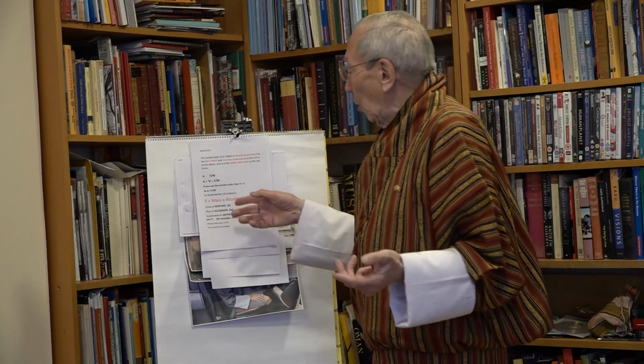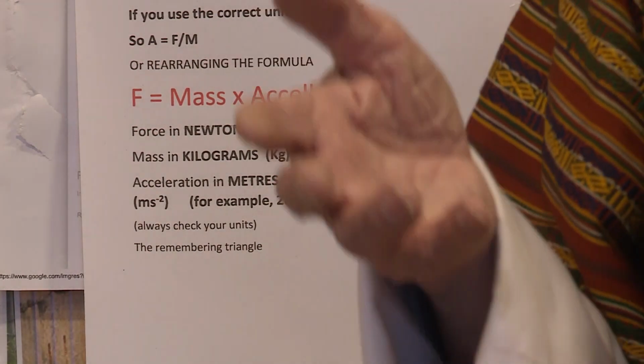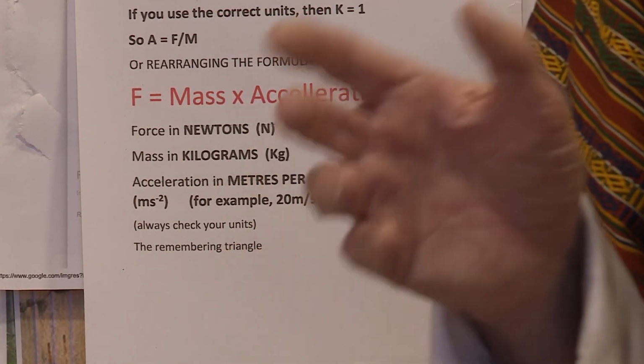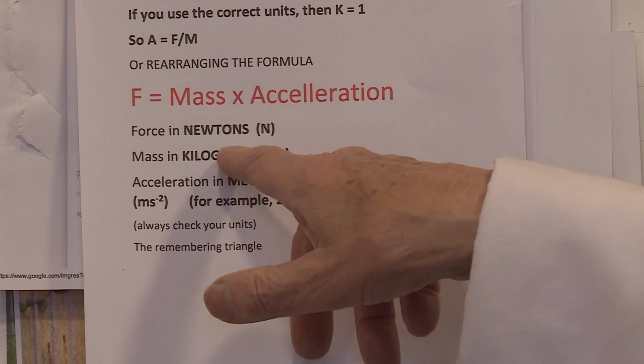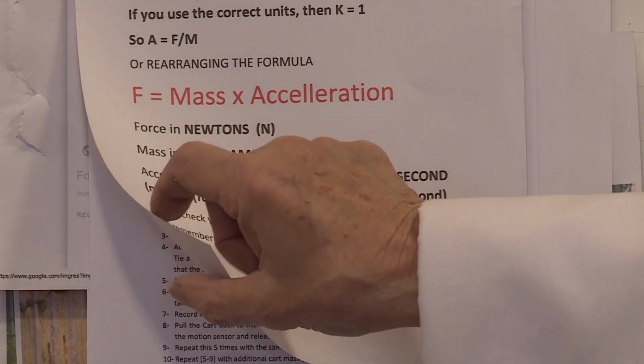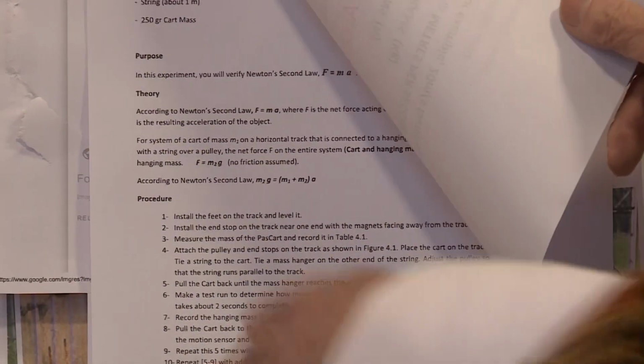So that's acceleration. Remember, when doing any calculation with Newton's second law, always check your units. And if you're given a time in milliseconds, or a mass in grams, or an acceleration in kilometers per hour, you have to change it to newtons, kilograms, and seconds.